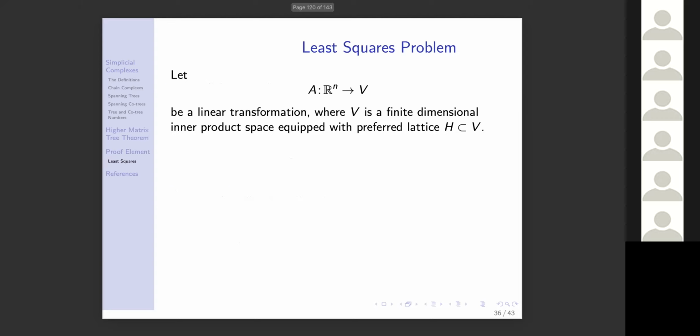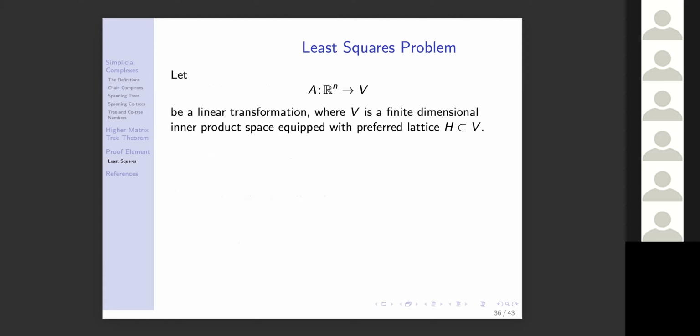So here's a very general problem you can ask. It's called the least squares problem. Suppose I'm given a linear transformation, call it A, although I've used A for a commutative ring, but now A will be a linear transformation from Rn to a finite dimensional inner product space V. Now, you may want V to have a basis, but we need to get away with something less than a basis, and that's called a lattice.